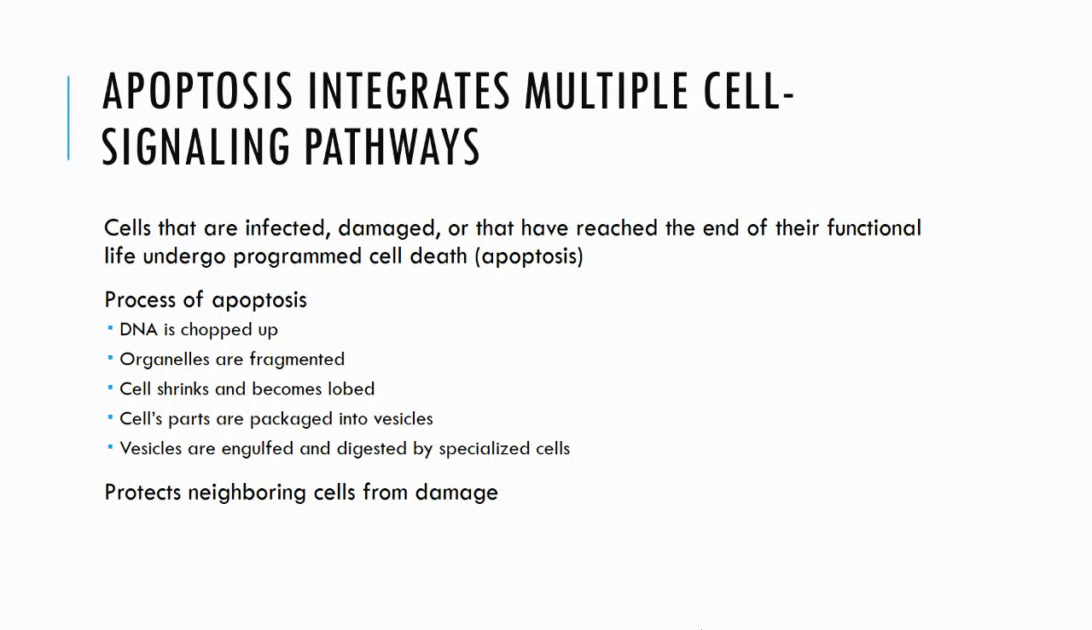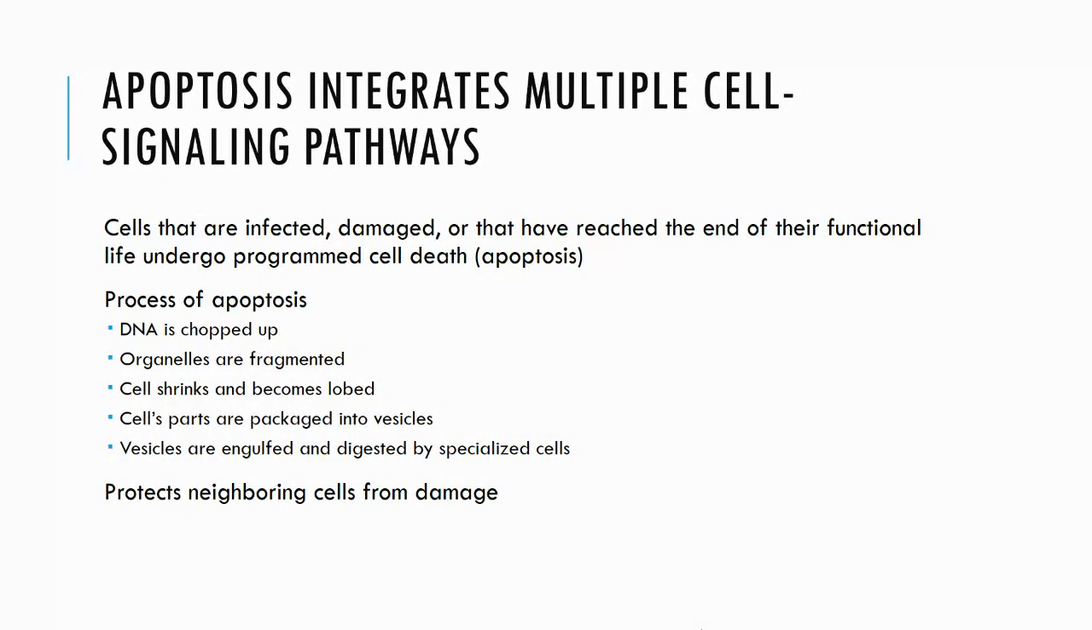Apoptosis integrates multiple cell signaling pathways, and we're just going to talk about this very briefly. Cells that are infected, damaged, or that have reached the end of their functional life undergo programmed cell death, which is called apoptosis. The process of apoptosis is as follows. The DNA is chopped up, organelles are fragmented, and the cell shrinks and becomes lobed. The cell's parts are packaged into vesicles, and then those vesicles are engulfed and digested by specialized cells.